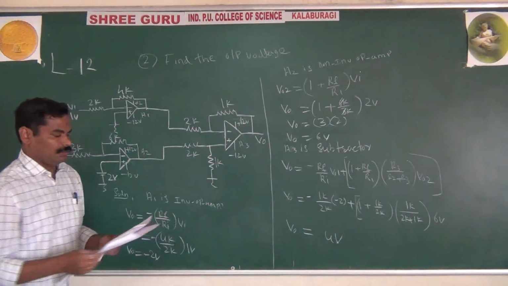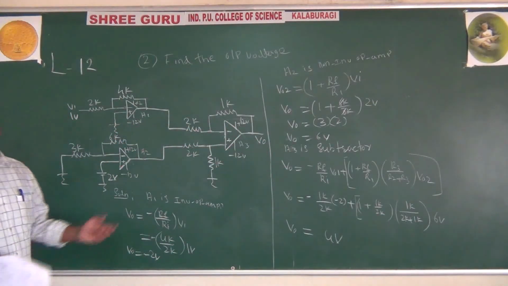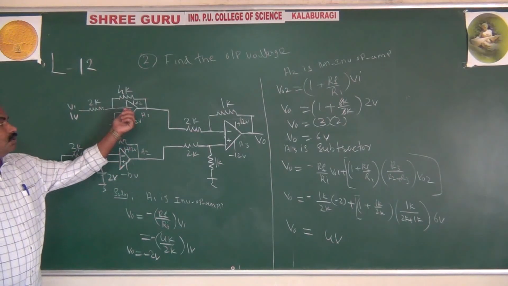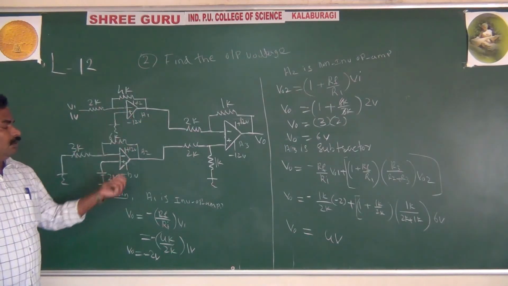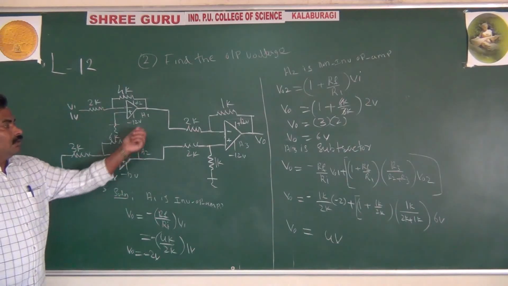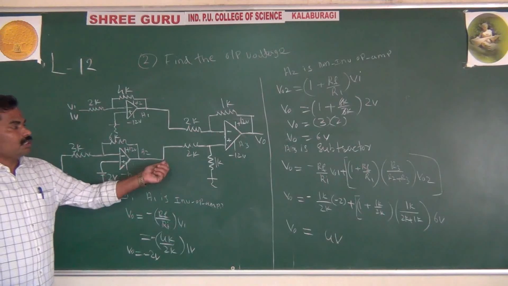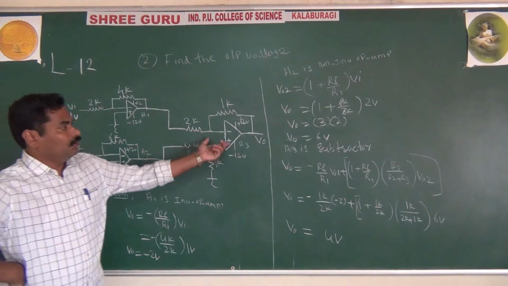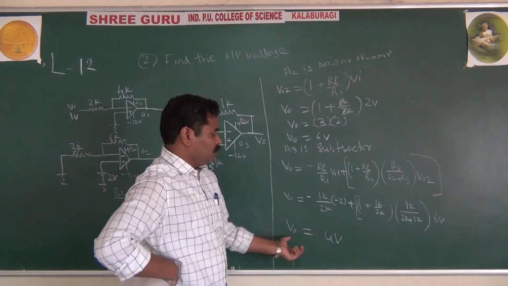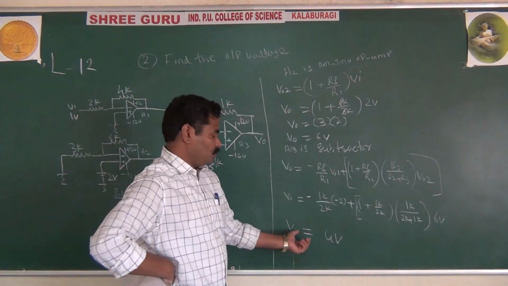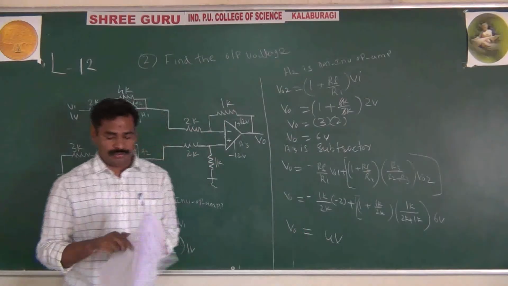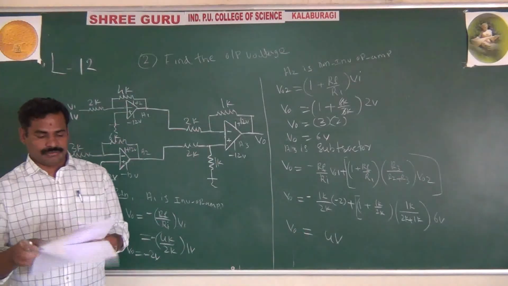This is a very simple calculation, because you are using an inverting amplifier and a non-inverting amplifier. We know the voltage gain for the inverting and non-inverting amplifier. Both outputs act as the inputs for the subtractor, and we know the formula of the subtractor, so you can substitute the values. Finally, you get the output voltage V0 equal to 4 volts. This is an important problem they will ask you in the exam.